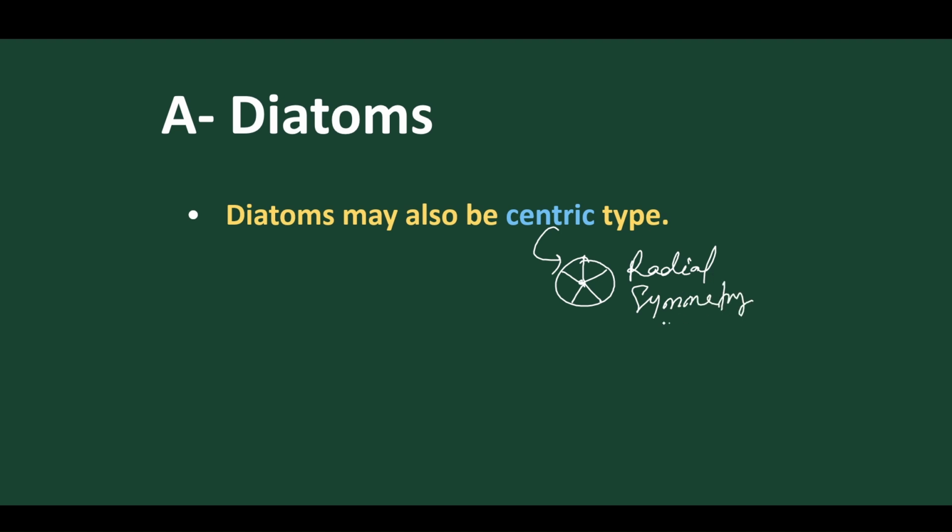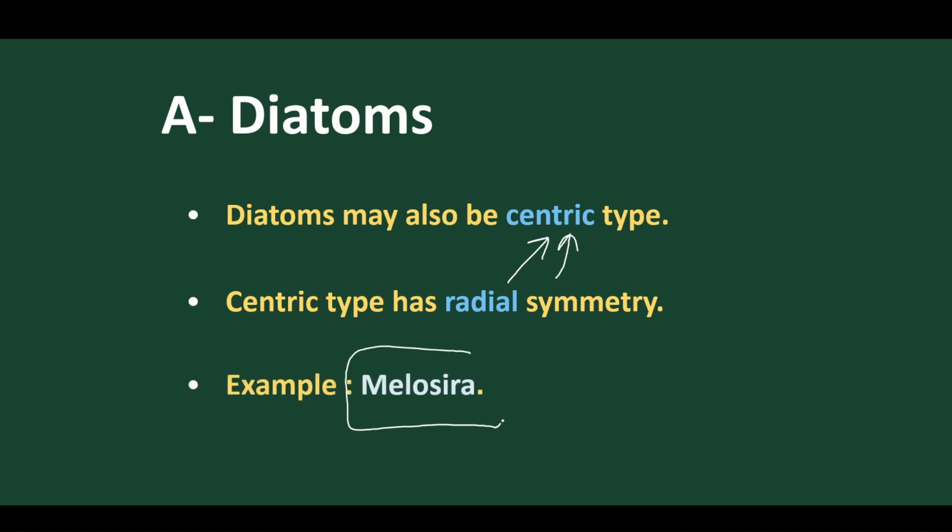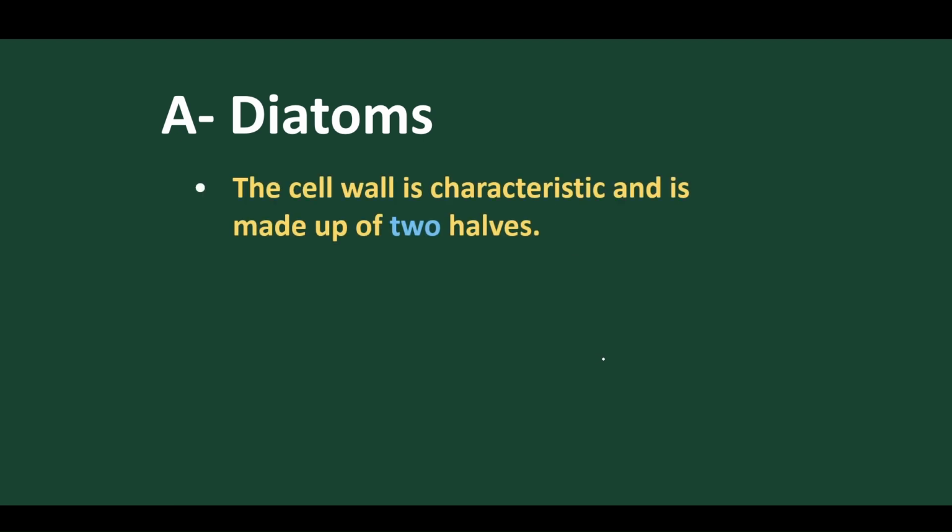If it is pennant type, it is called bilateral symmetry. If it is centric type, it is called radial symmetry. This radial symmetry is mostly found in the centric form, and the best example is Melosira. Navicula is for pennant type and Melosira is for centric type. Let's move on.